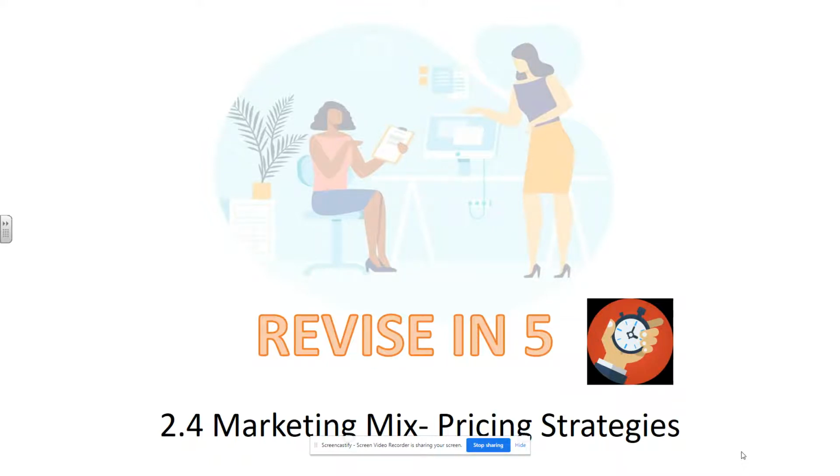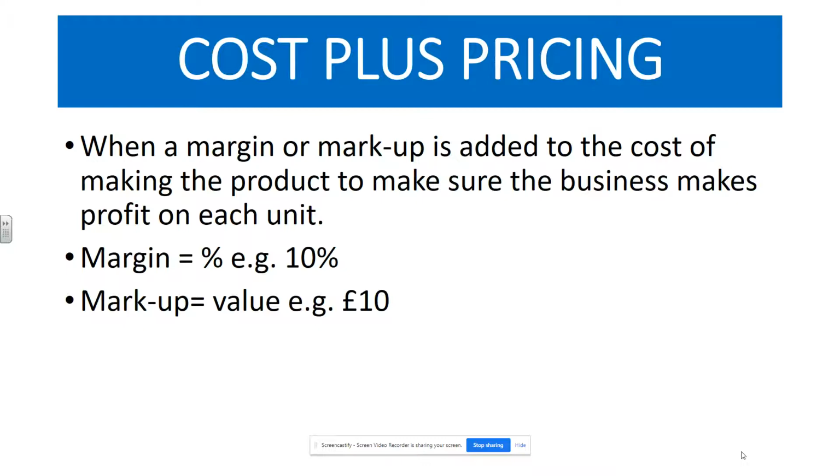Okay, so what cost plus pricing basically is, is when a marginal markup is added to the cost of making the product. This ensures that the business makes profit on each unit. Say for example I am selling tables, it costs me £10 to make the tables. What I put on top of that, the markup or margin, is what I make in profit. So I'm not going to price my tables lower than £10, otherwise I'm not making a profit. I'm going to go higher, and it's whatever I decide is going to be a good profit margin or markup.